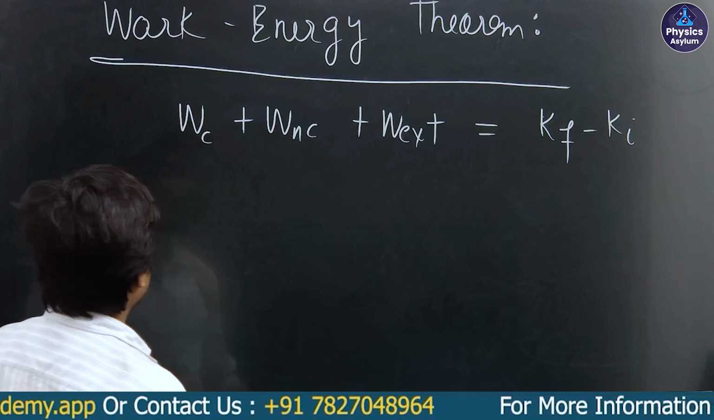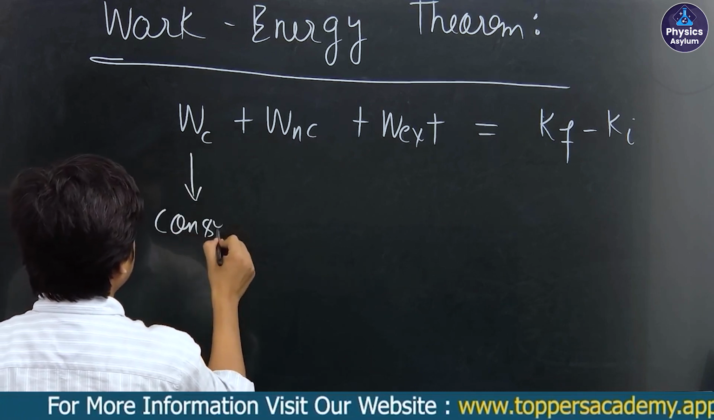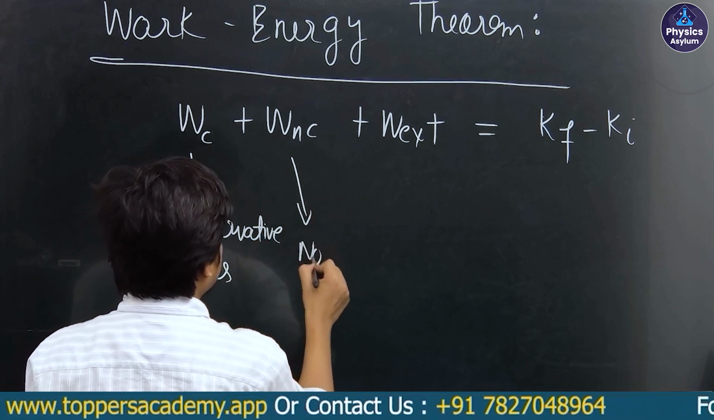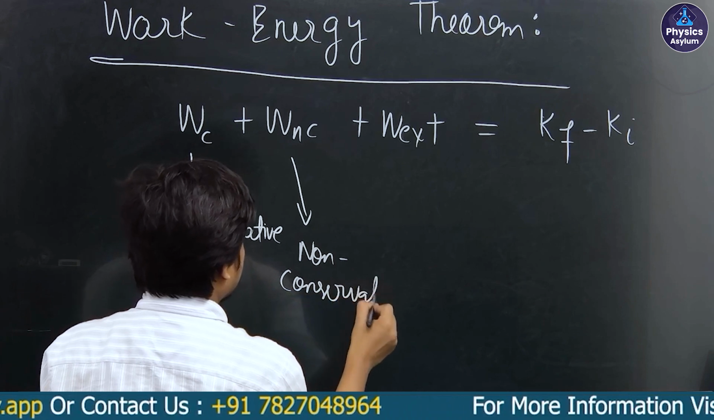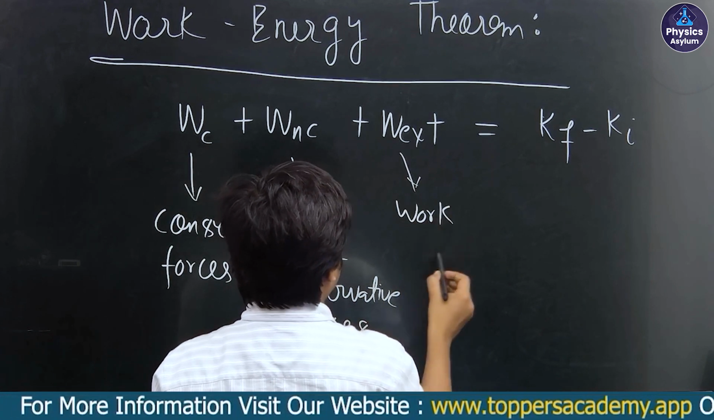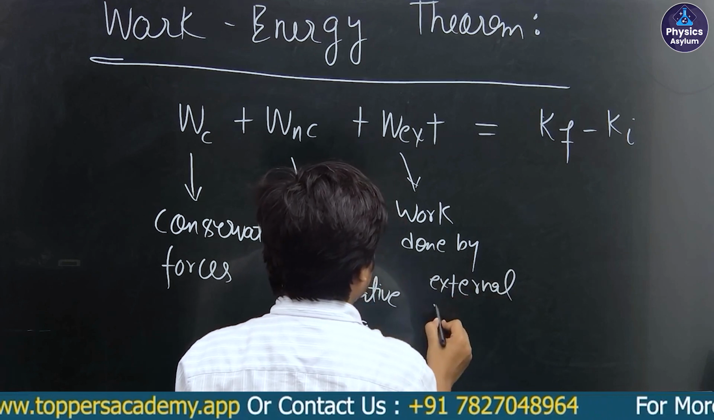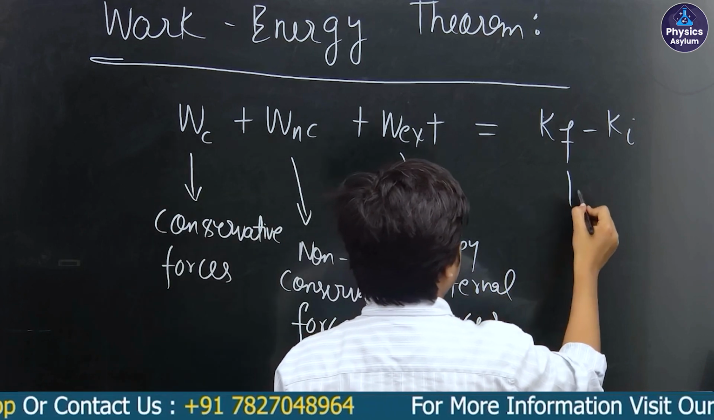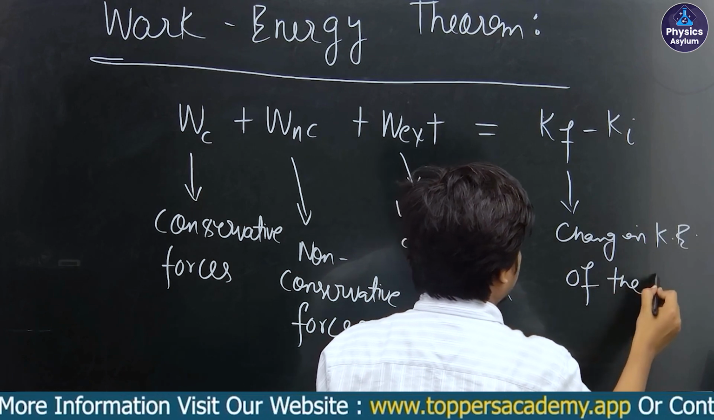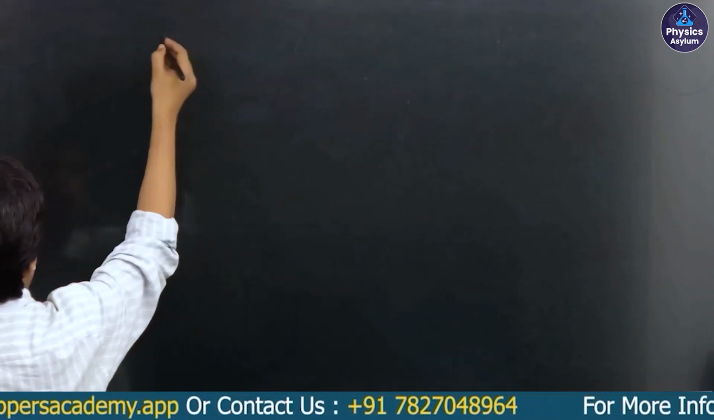That is, if a system was having initial kinetic energy as Ki, and after some time it is having kinetic energy Kf, so this work done by all the forces, that is work done by the conservative forces, work done by the non-conservative forces, and work done by the external forces on the system, will be equal to the change in kinetic energy of the system. So let us see how to apply this theorem in doing some problems.